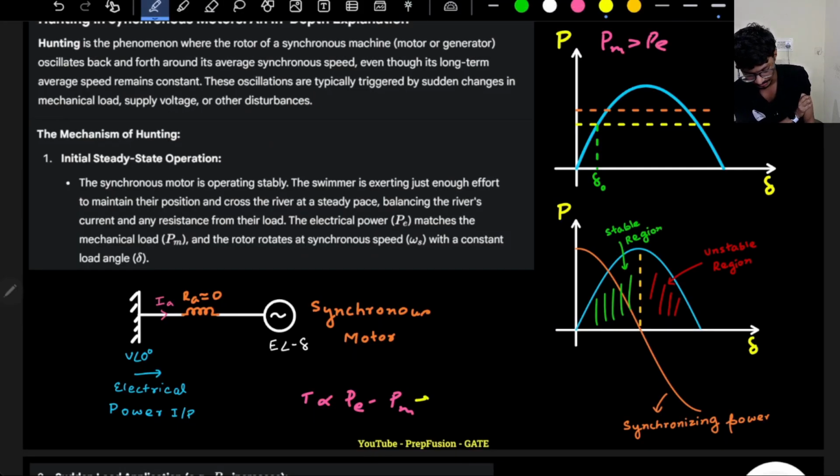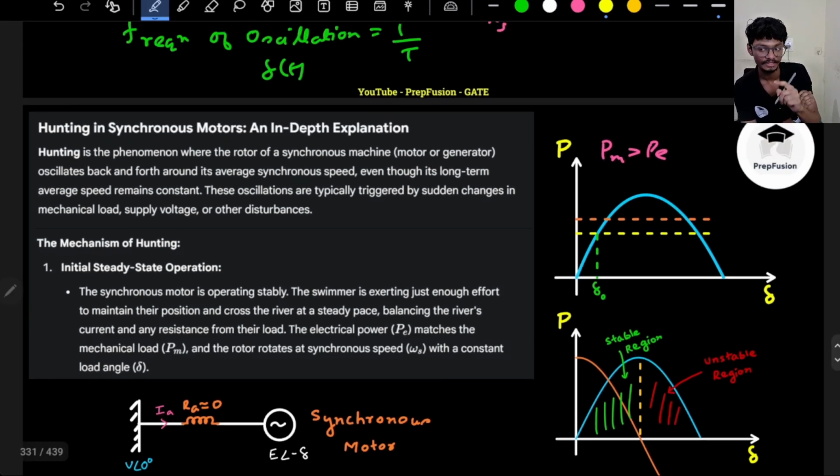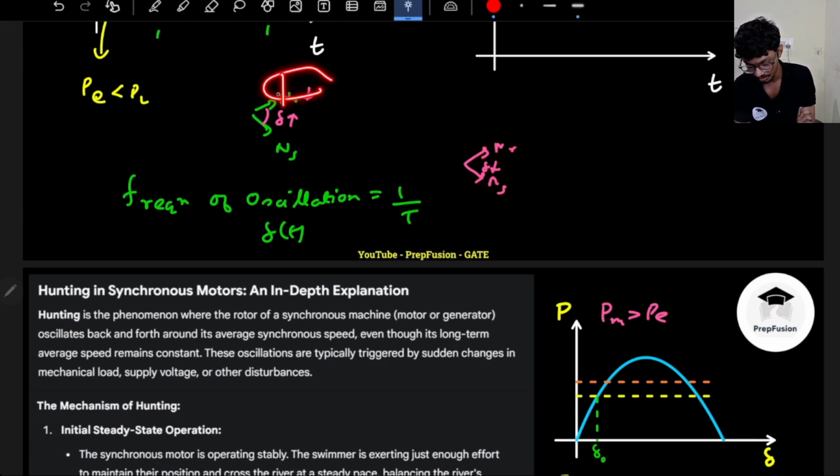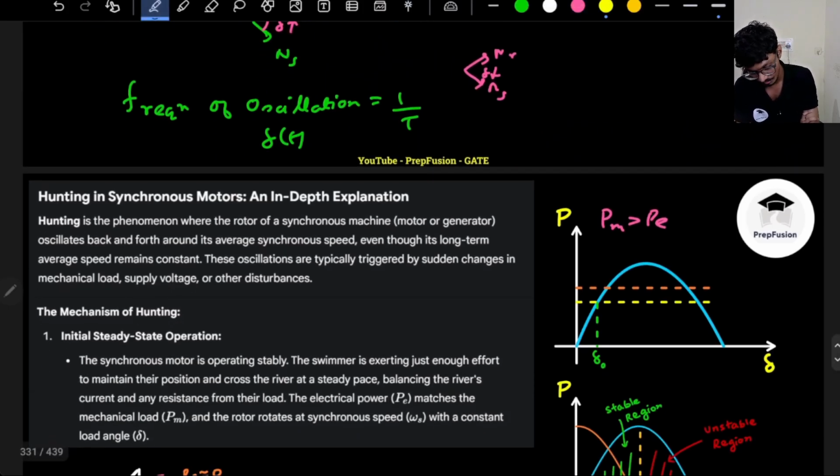Negative torque basically means my d omega by dt will be negative. If it is negative, my omega r will simply reduce. If omega r is reducing, my rotor angle delta will increase, right? Because speed is reducing, delta will increase. Here the rotor is moving slowly and the field is moving much faster, so this relative angle will increase. If delta increases, I will go along this path, right?